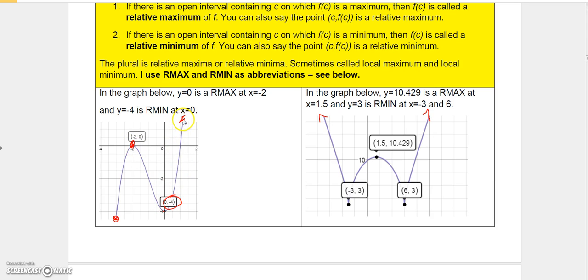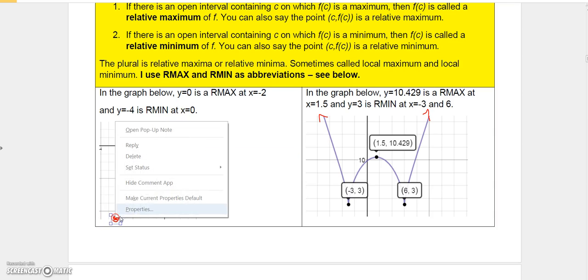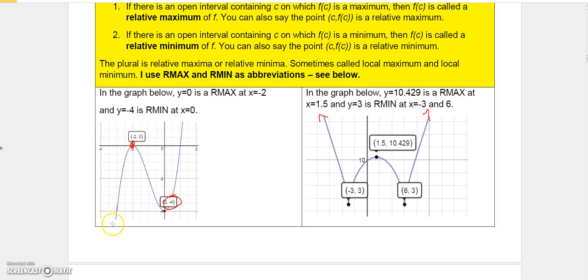Now, if it didn't stop, if it just kept going in both directions, then in that case, what would happen is you would have no absolute extrema because this decreases without bound, this increases without bound, but you would still have these two relative extrema. So this would still be a relative maximum and a relative minimum.